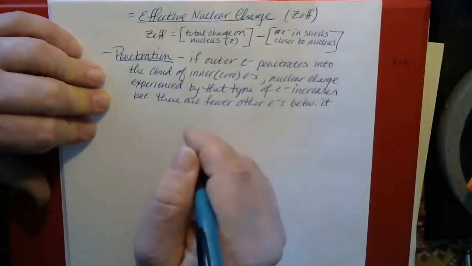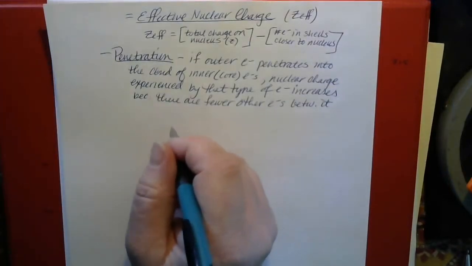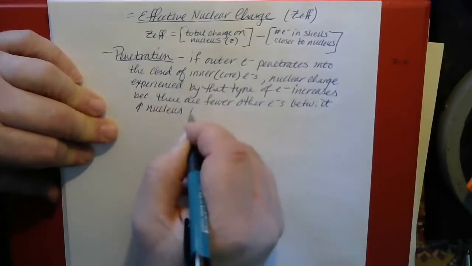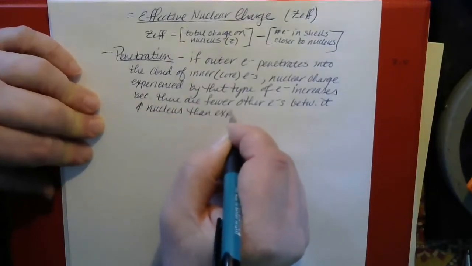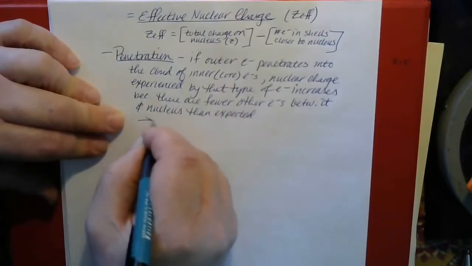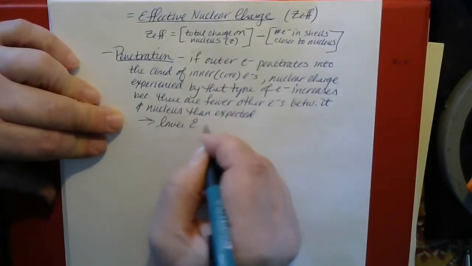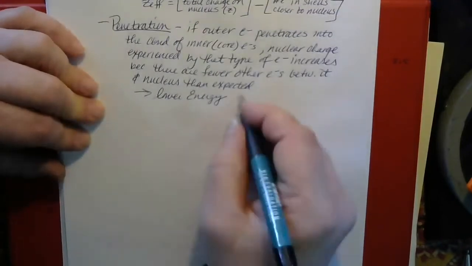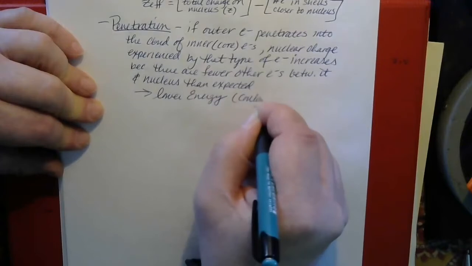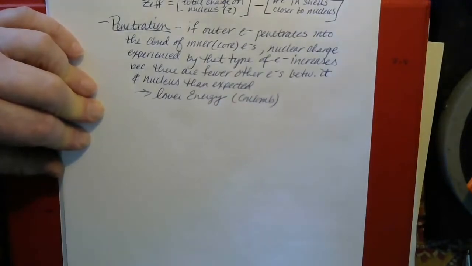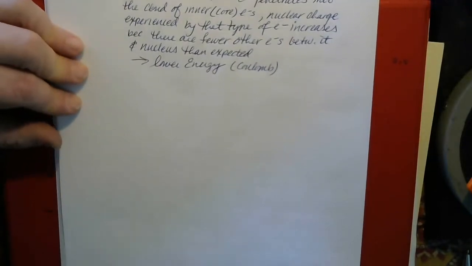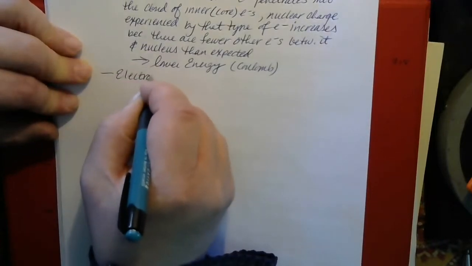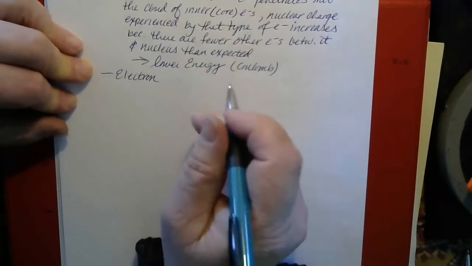And that's because there are fewer other electrons between it and the nucleus than you would expect. And of course, according to Coulomb's law, this means lower energy. And this is related to also, as I was saying, the spatial distribution of electrons.